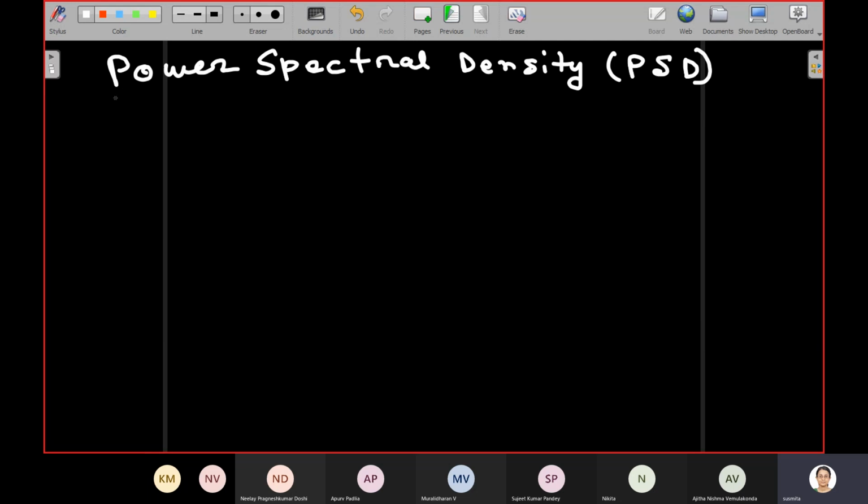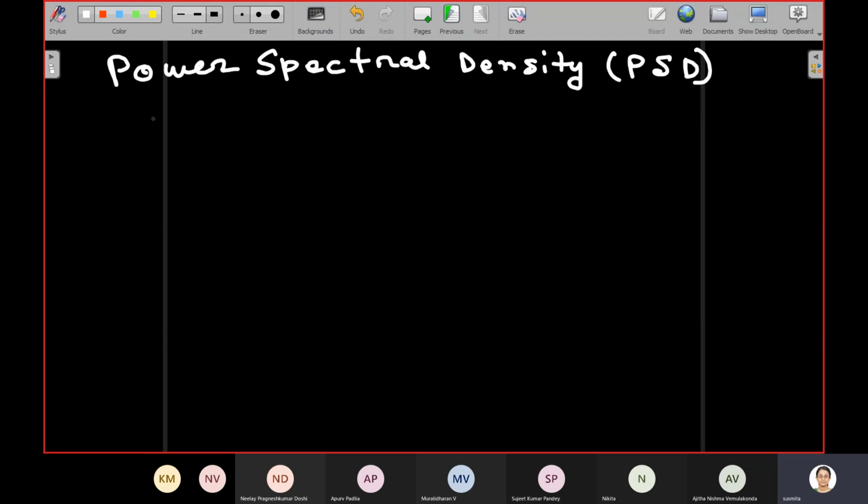Now, before getting into the PSD, the power spectral density, let's define power. We often say power, but what is power? How do we define power formally? So let's define power, and then from there let's go to power spectral density. We are going to do this for a deterministic signal first, and then we'll extend that to a random case or a random process.